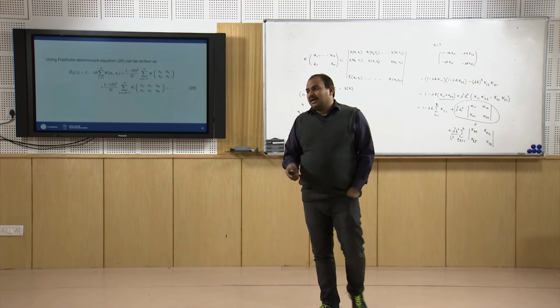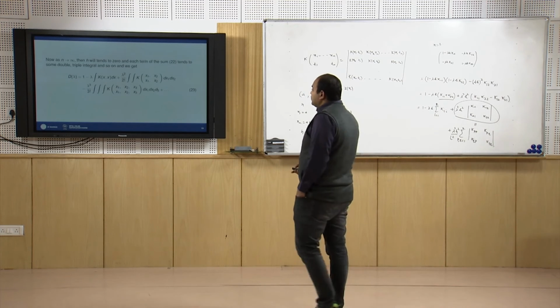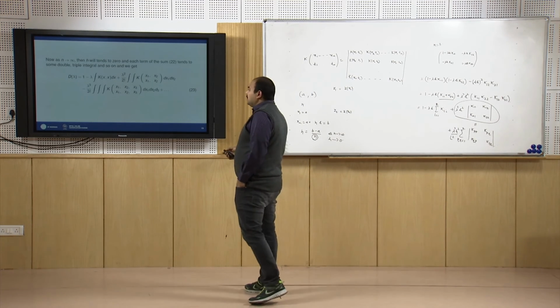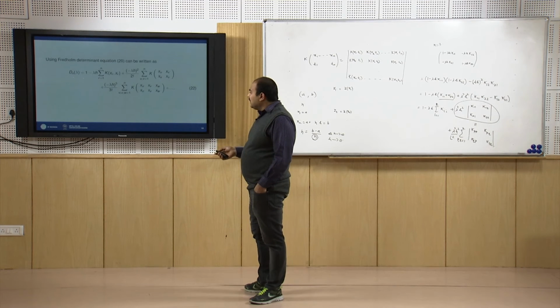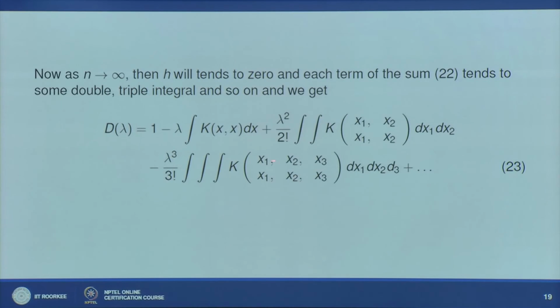So it means that I should know that the series which I am writing here is convergent, and then only I can write that the limit n tending to infinity of dn lambda is d lambda. So here, if it converges, then only I can write d lambda as this. I am not giving the proof here.